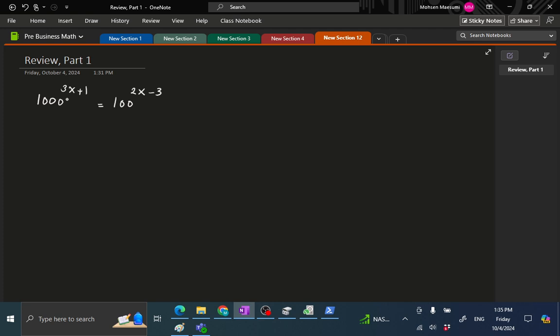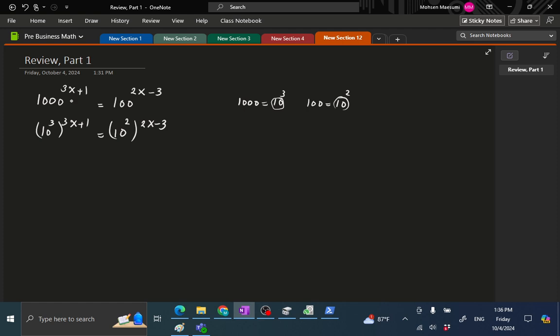So the way we approach this type of problem is to write both sides with the same base. We notice that 1000 is 10 cubed and 100 is 10 squared. The important thing is we are reducing everything to the same base. So this becomes 10 cubed to the power of 3x plus 1, and this becomes 10 squared to the power of 2x minus 3.